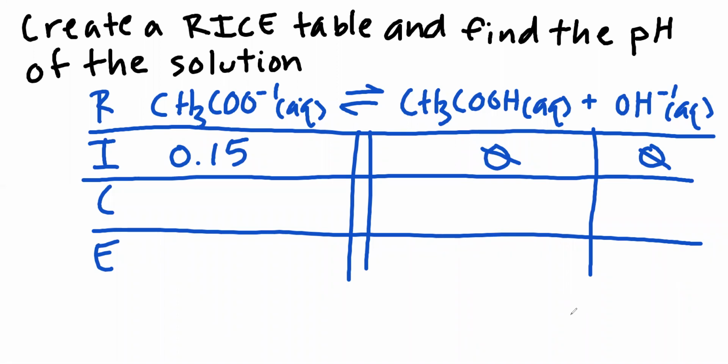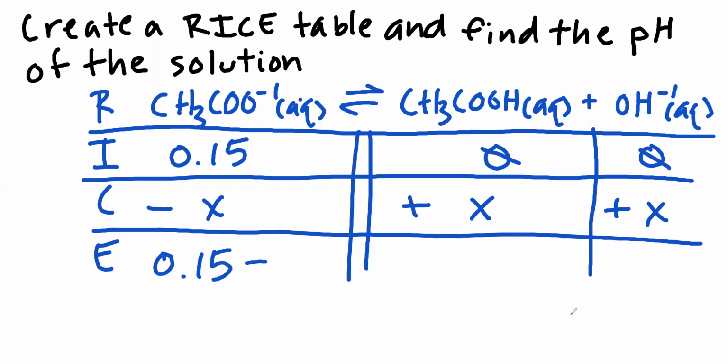And for the change, we are going to create our products and decrease the concentration of the reactant. They're all going to change by the same amount, whatever that is. Just put X to stand in for it. And at equilibrium, this reactant's going to decrease by X. These others will increase by that.